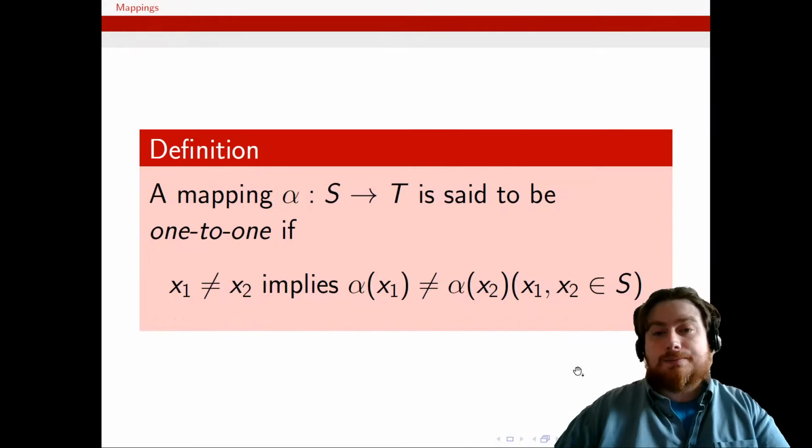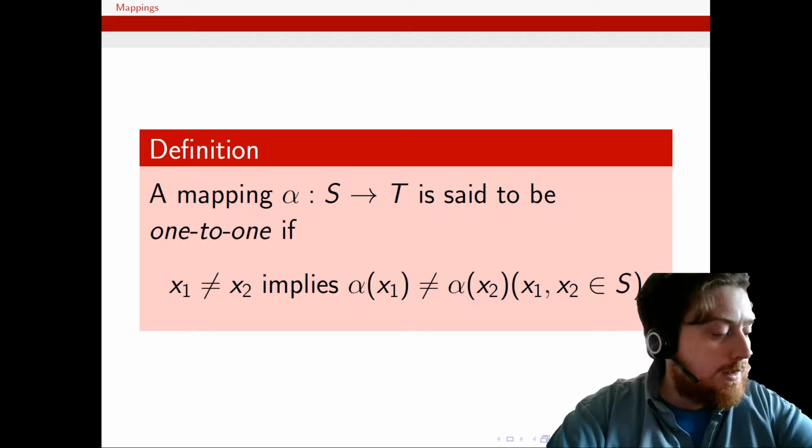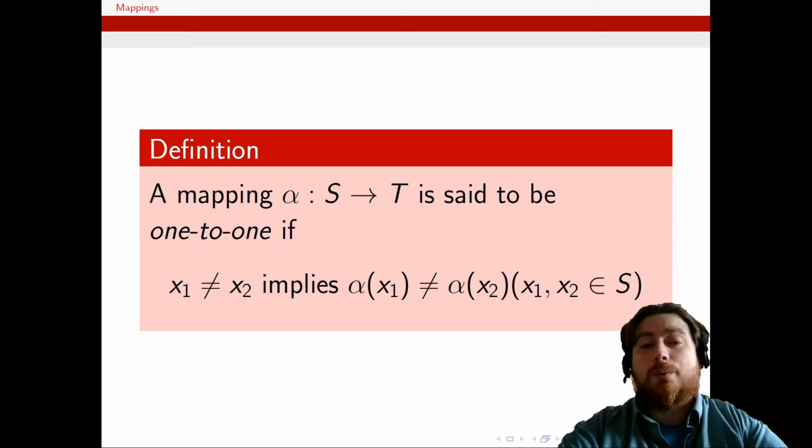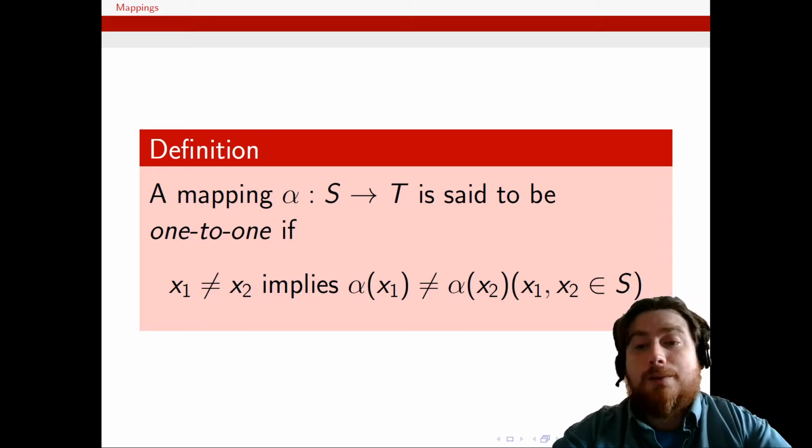All right. So now, as well as onto, we can also talk about one-to-one. What does it mean for a mapping to be one-to-one? Well, the formal definition, if alpha is a mapping from S to T, it's going to be one-to-one if I take two different things in the domain, then their images have to be different.